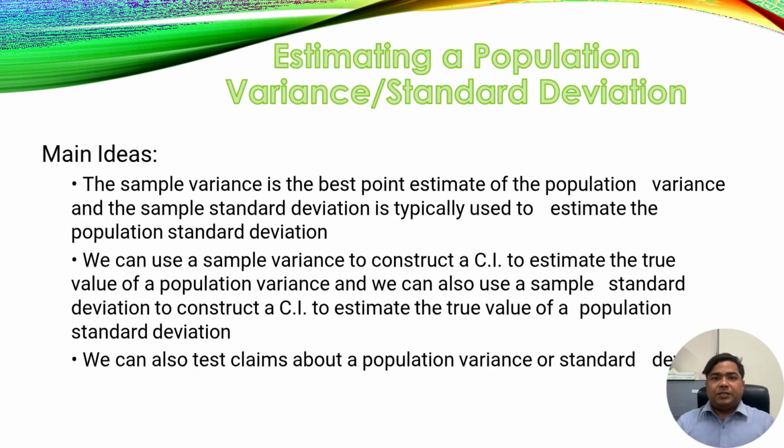The sample variance is the best point estimate for population variance, while the sample standard deviation estimates the population standard deviation. We use sample variance to construct confidence intervals for population variance and sample standard deviation for population standard deviation. Additionally, we can test claims about population variance or standard deviation.